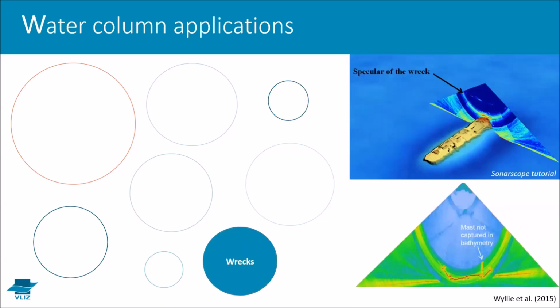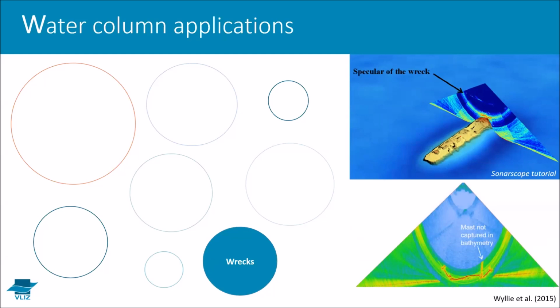Then shipwrecks, and this is probably the application which is being used mostly for water column data, because you can use it as extra detections to the bathymetry. Sometimes a mast of a shipwreck is not represented in the bathymetric data set.